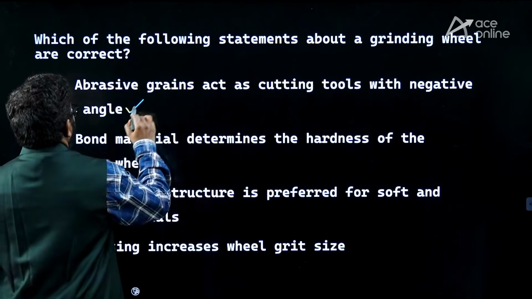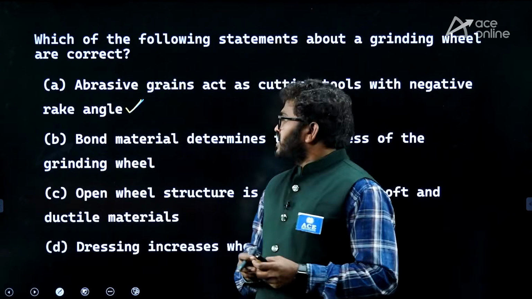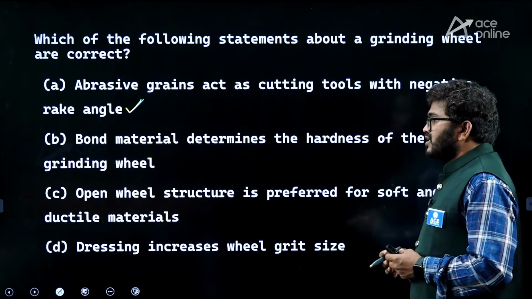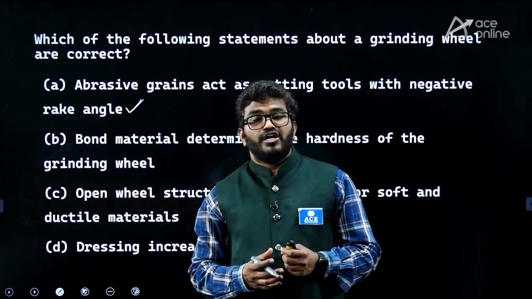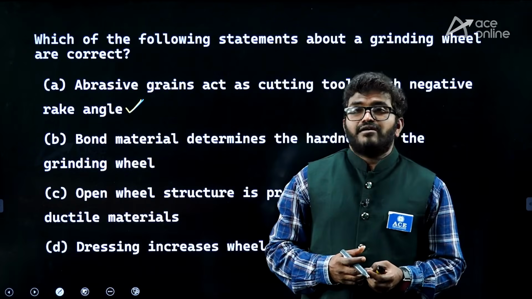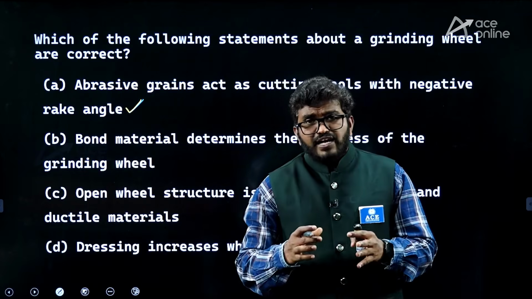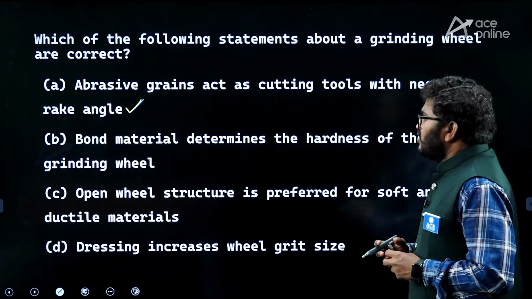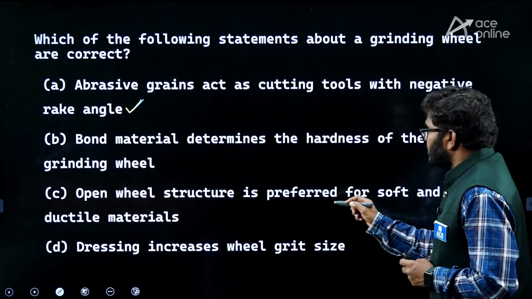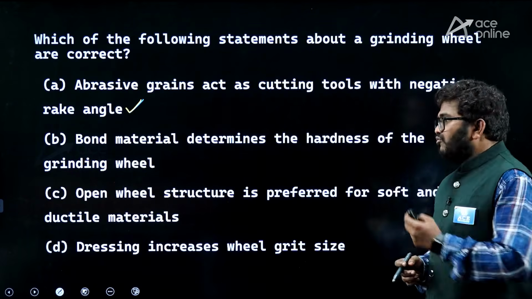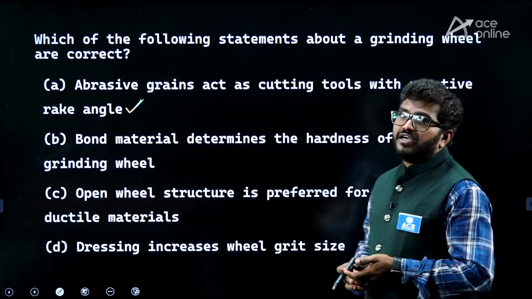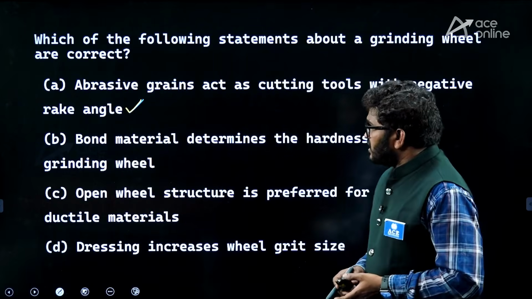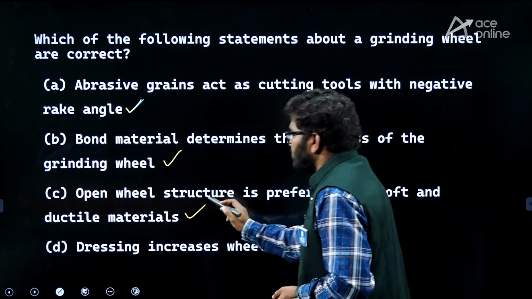The first statement is correct. Then second, the bond material determines the hardness of the grinding wheel. Yes, obviously, the bond materials like silicon carbide, alumina, silicon nitride, sand like SiO2, these materials will decide the hardness of the wheel. And the open wheel structure is preferred for soft and ductile materials, and the closed wheel structure is for hard and brittle materials. Okay, that is also correct. This one is correct and this one is correct.